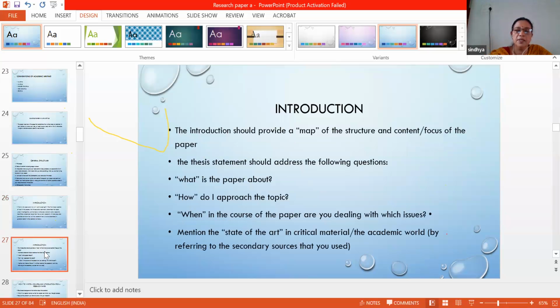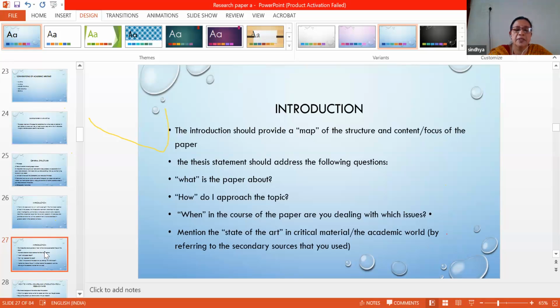So in the introduction, we should provide a map of the structure. A thesis statement, that can be a statement, it is not a must, but a statement that explains all the relevant aspects of the study or the relevant aspects of the paper. That statement can be said to be a thesis statement. It is not a hypothesis, it's a statement. In a qualitative study, it may be said as a purpose statement. What is the purpose of this study?